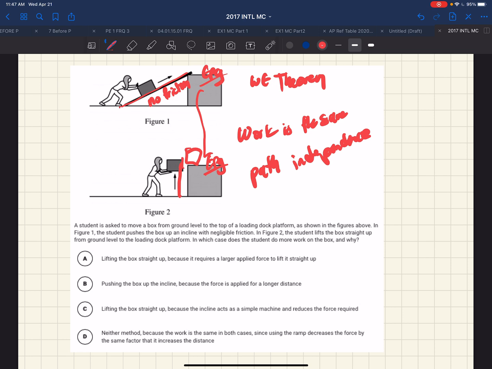So let's take a look at our choices. We want to know in which one they do more work on the box. Well, it should be the same amount of work. Choice A: lifting the box up, because it requires a larger applied force to lift it straight up. Well, the work in both cases is force times distance.